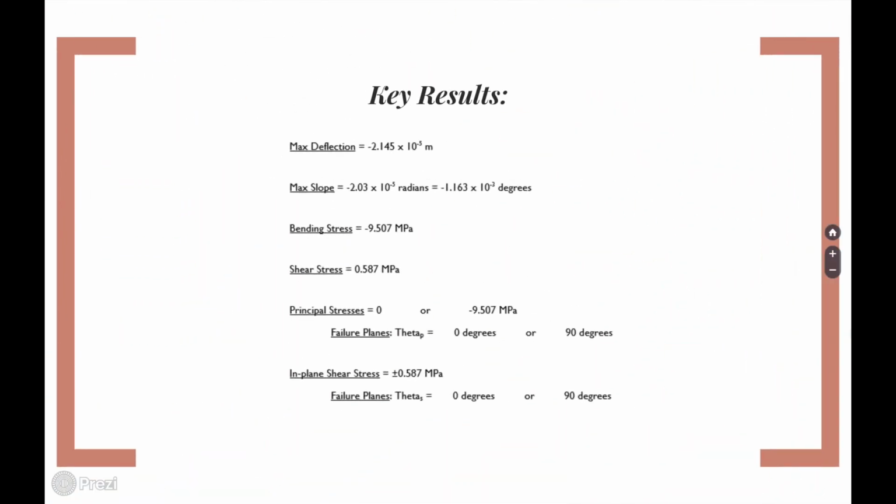So then we can summarize our key results. Max deflection is equal to negative 2.145 times 10 to the negative 5 meters. Max slope is negative 2.03 times 10 to the negative 5 radians. Bending stress is negative 9.507 MPa. Shear stress is 0.587 MPa. Then for principal stresses, we have 0 or negative 9.507 MPa, and the failure planes of theta p are 0 and 90. And then the in-plane shear stress is plus or minus 0.587 MPa, and the failure planes of theta s are 0 and 90 also. Thank you.